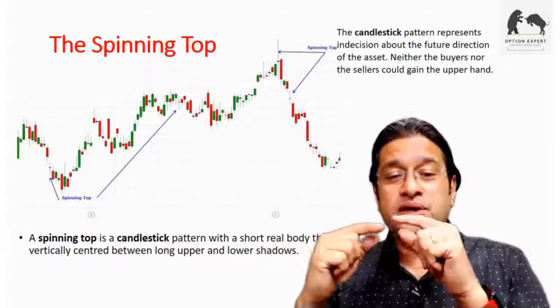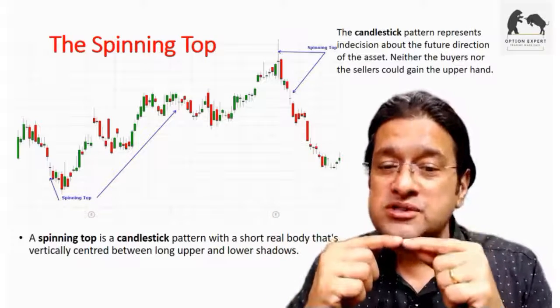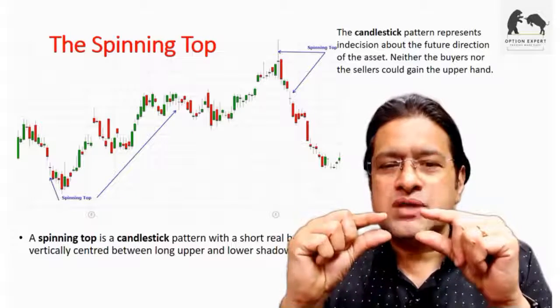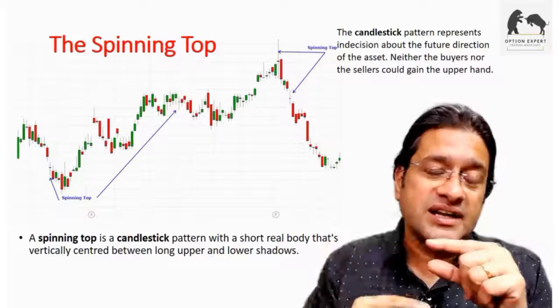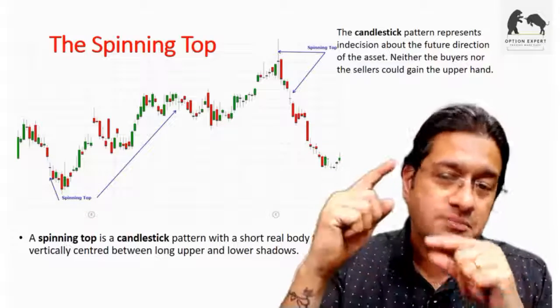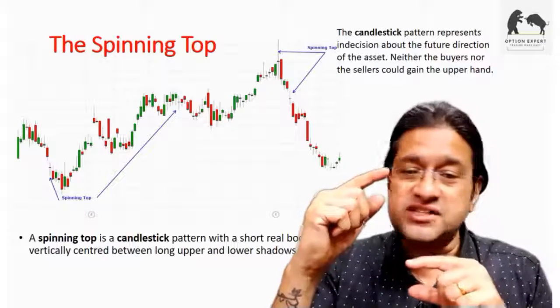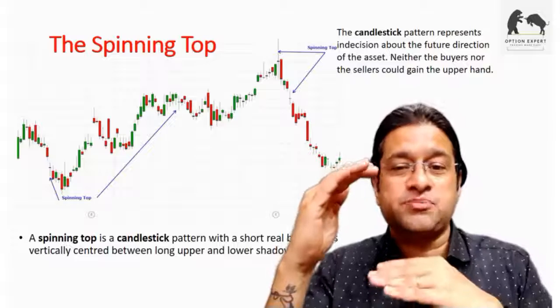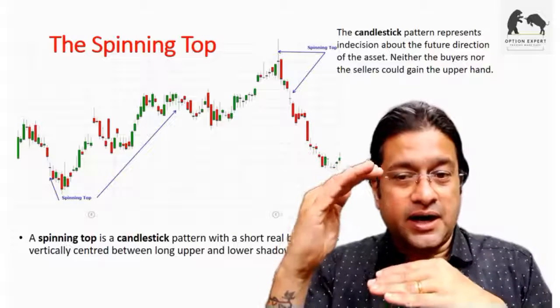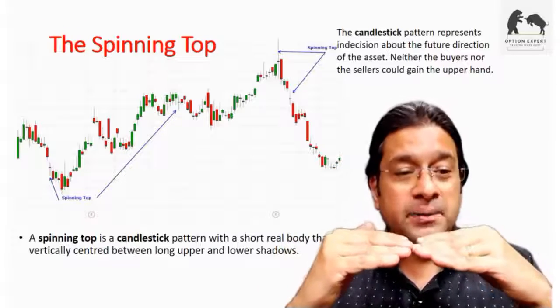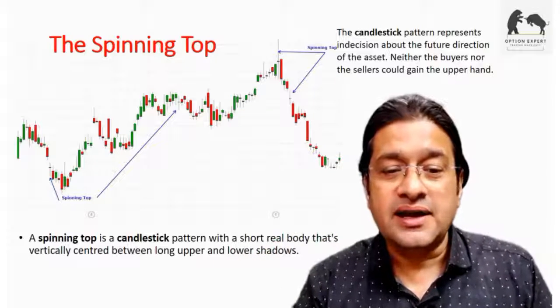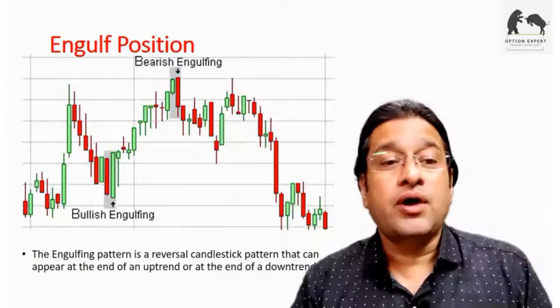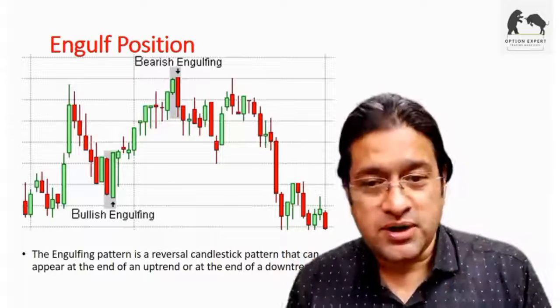Again, as you know, the open and close price range is close, but the volatility is much higher at the bottom and much higher at the top, but it has not sustained. Both price points have not sustained. It has come back to the opening price, which means again indecisive. The spinning top clearly says indecisive. Again, the follow-up action is most important.